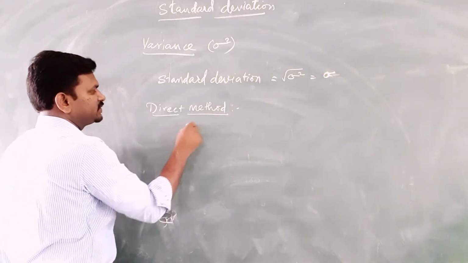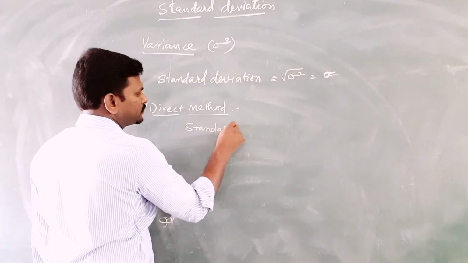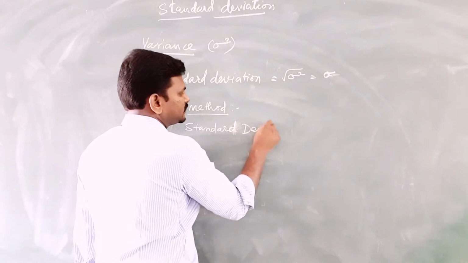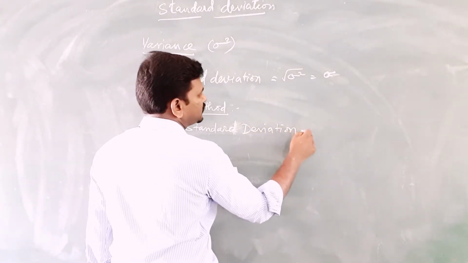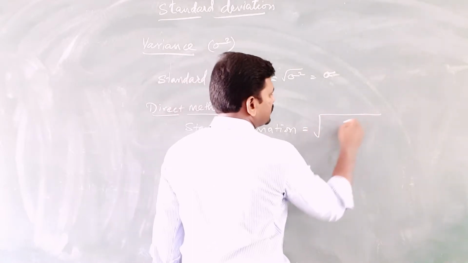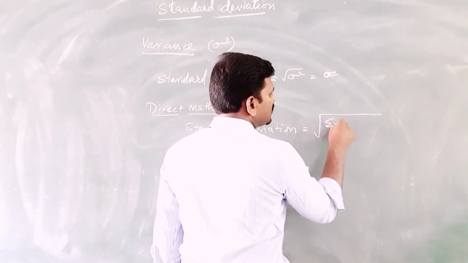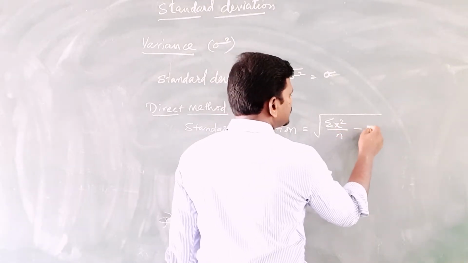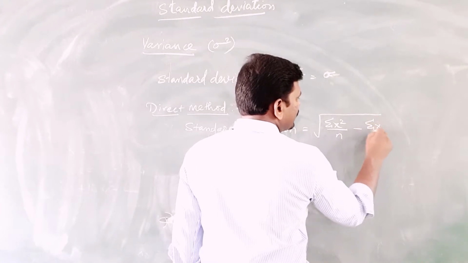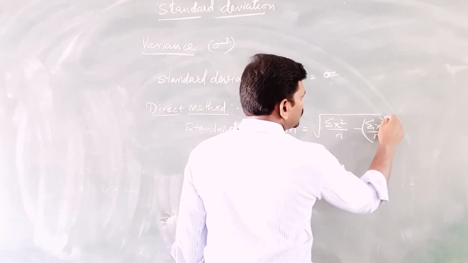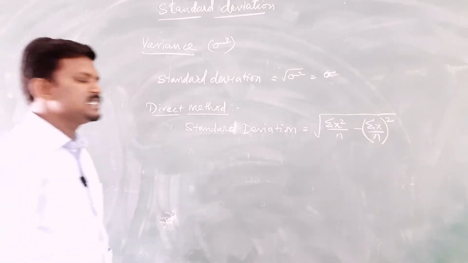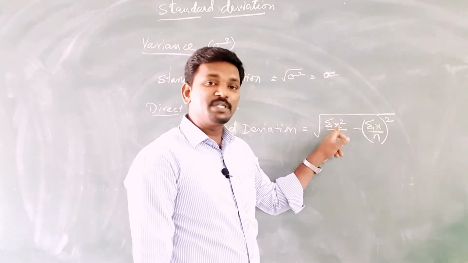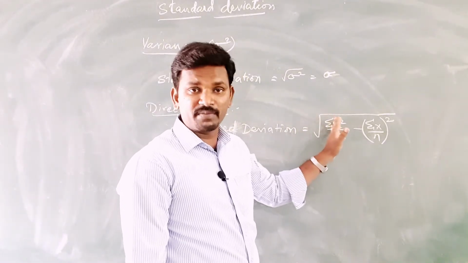Direct method: standard deviation equals the square root of summation of x square by n minus summation of x by n, whole square. This is the formula, where x is an observation of the data.